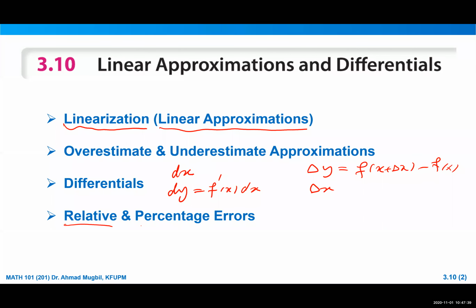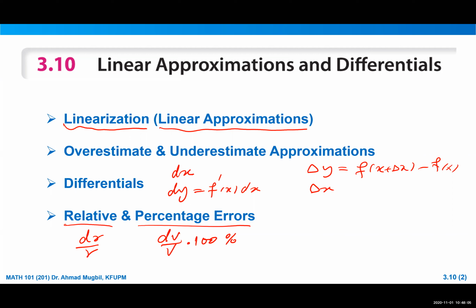And relative error and percentage errors. How to calculate them? The relative error will be whatever, dr over r, dx over x, dv over v. And the percentage will just multiply this by 100%. I think we have achieved our objectives in this section.